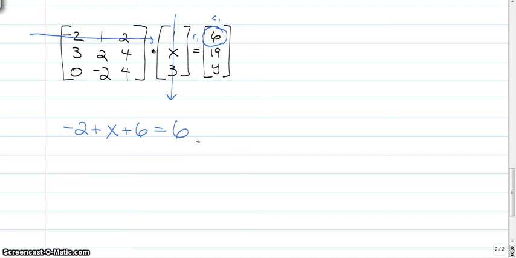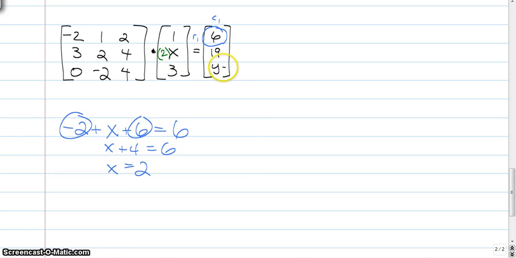And then from here, all we have to do is solve. We get x plus 4 equals 6. Just combined our like terms. And then x equals 2. Now that we know x is equal to 2, we're actually going to substitute it in to x right here. And now we're going to do it again to find y. However, we can only multiply row 3 by column 1 because that's where y is located.